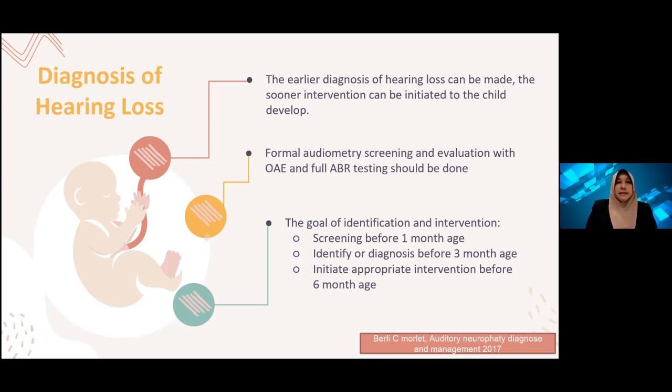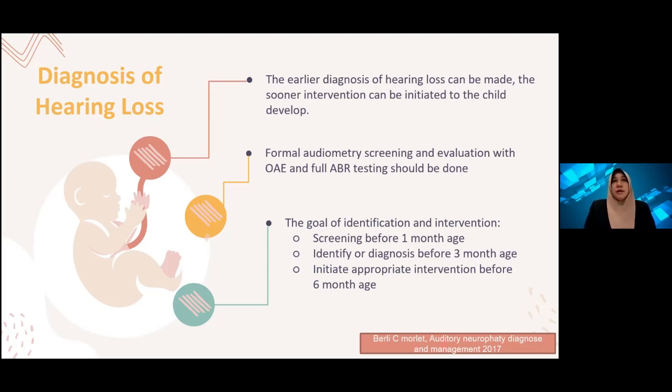In 1993, only 12 hospitals in the United States screened more than 19% of their newborns. Since this time, there has been incredible expansion of the program, such that in 2012, a total of 97% of our children were screened. Formal audiometry screening and evaluation with otoacoustic emission and auditory brainstem response should be done in case of a possible diagnosis, such as auditory neuropathy.